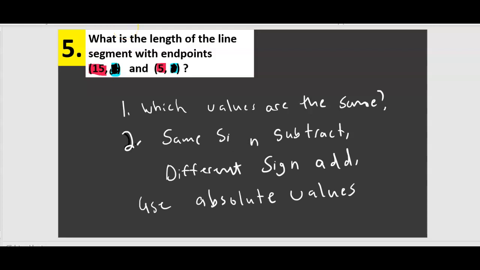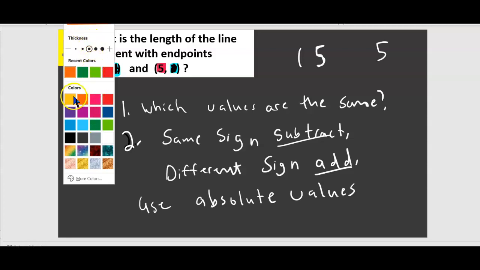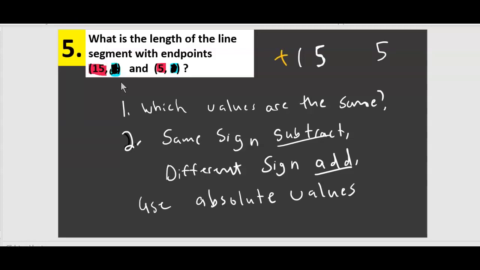Okay, if it's the same sign, got to put that in the right place. Subtract. If it's a different sign, add. So is our sign the same or different? We have a 15. We have a 5. They don't tell us what signs they are. Well, if they don't tell you, that means they are positive. Are you positive, Mr. Hoffman? I am positive that these are positive. So they're the same sign, so we subtract them. 15 minus 5 is 10. 10's the answer, 10 units. If you graph it, you'll find that it's true.